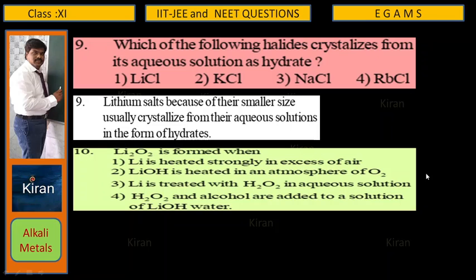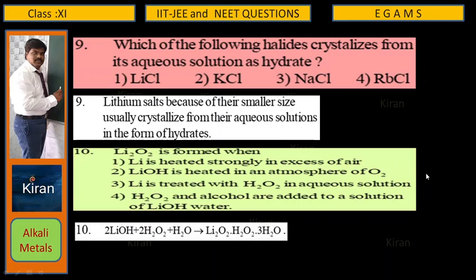Li2O2 is formed when? What is the name of Li2O2? Lithium peroxide. In which conditions will it be formed? When lithium hydroxide is treated with hydrogen peroxide in the presence of water, you get lithium peroxide. So this is about the chemical reaction. The right option for this 10th question is the fourth option.